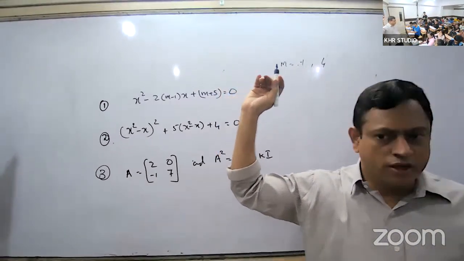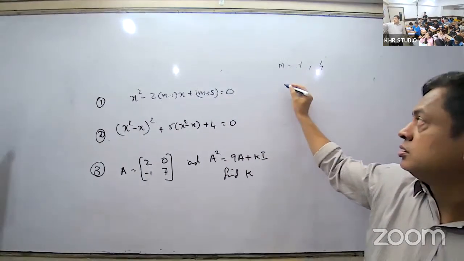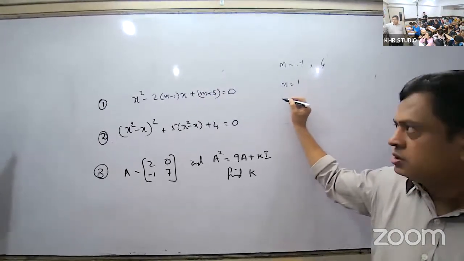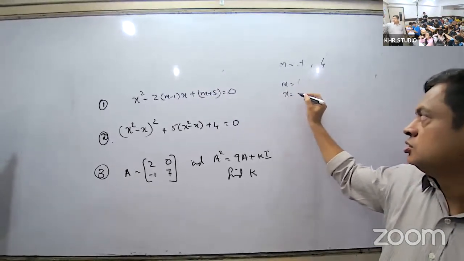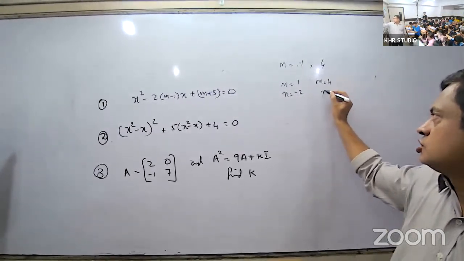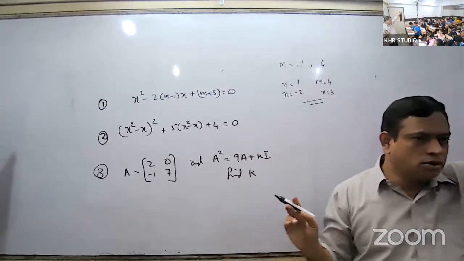Then the solution, that is the second half: -2 or 3. When m is equal to -1, x is equal to how much? -2. When m is equal to 4, x is equal to 3. Okay, sit down. Second one.